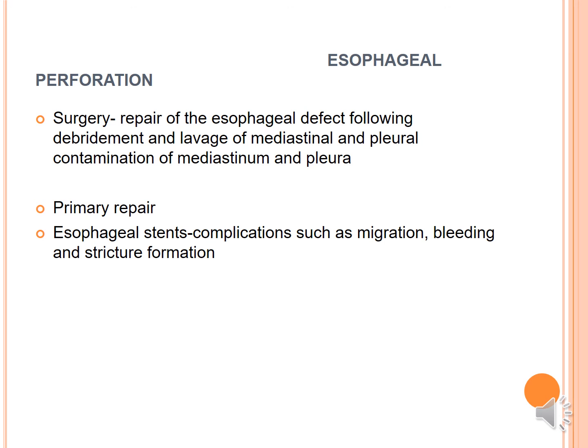Surgery is mainly the repair of the esophageal defect following debridement and lavage of the mediastinal and pleural contamination of the mediastinum and pleura. Then we have to do a primary repair. Esophageal stents can be placed, and complications such as migration, bleeding, and stricture formation have to be managed.